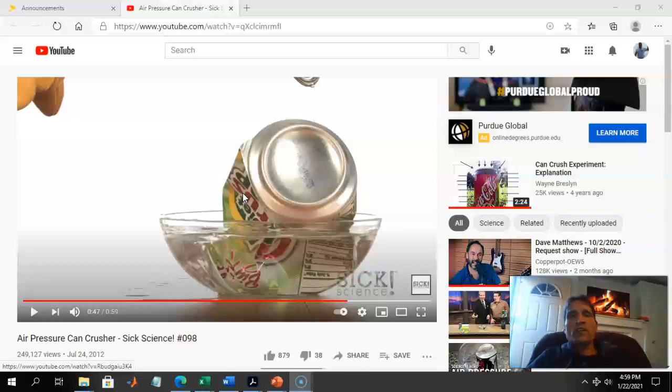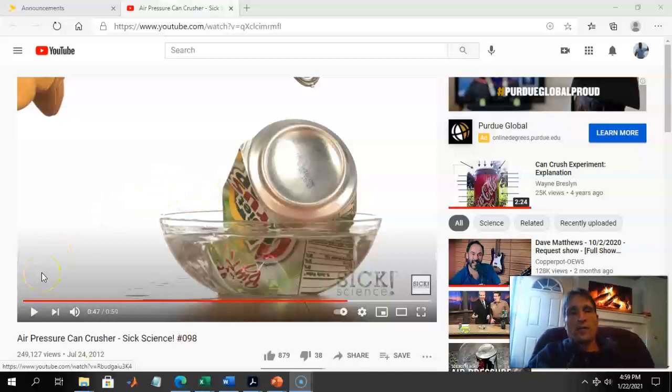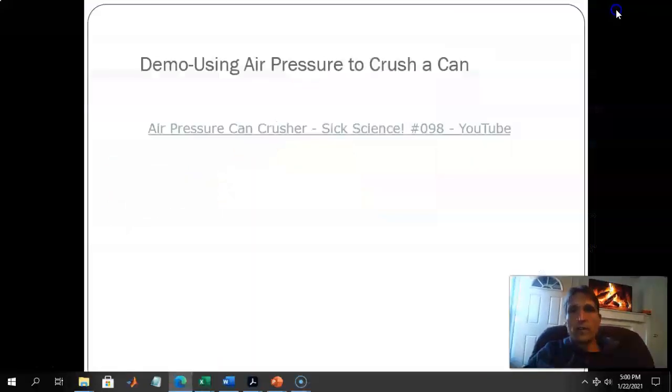So this is actually a good experiment to try as long as you use gloves, and don't blame me if you burn your hand, because I told you to wear gloves. But it's pretty cool, and it's something you can do at home to see the effect of pressure and how the pressure decreases as the temperature decreases.